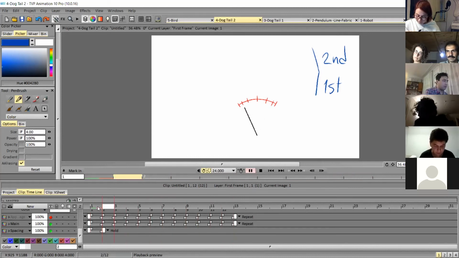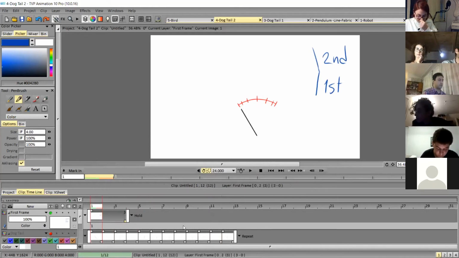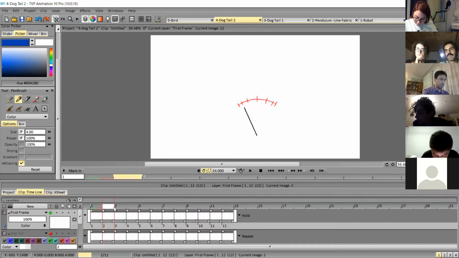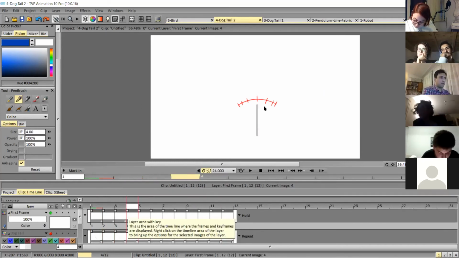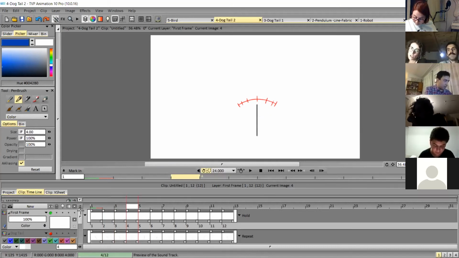And the spacing pattern is clear. So let me draw. We have an action here. We can realize it from the spacing pattern. The maximum speed is here, and it's going to go to the right side.